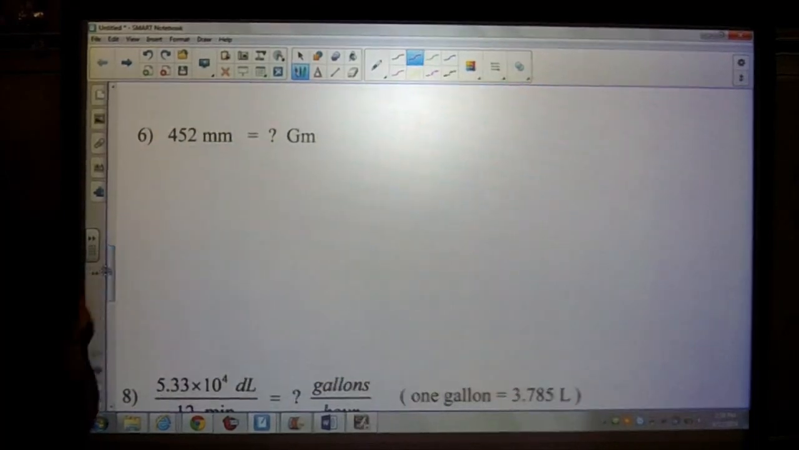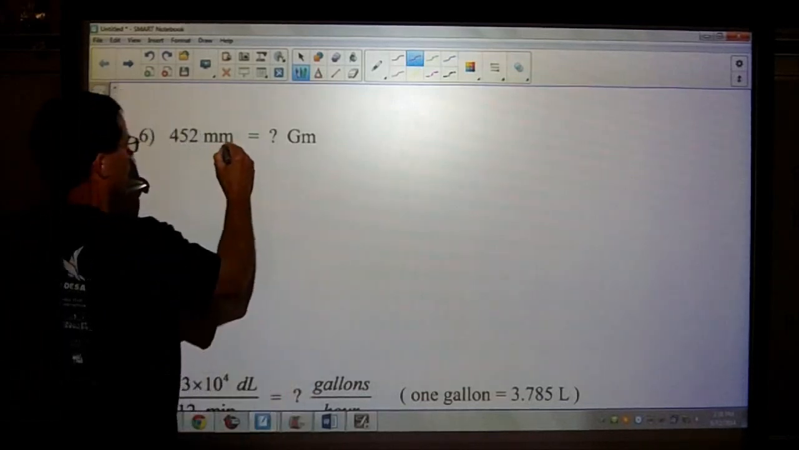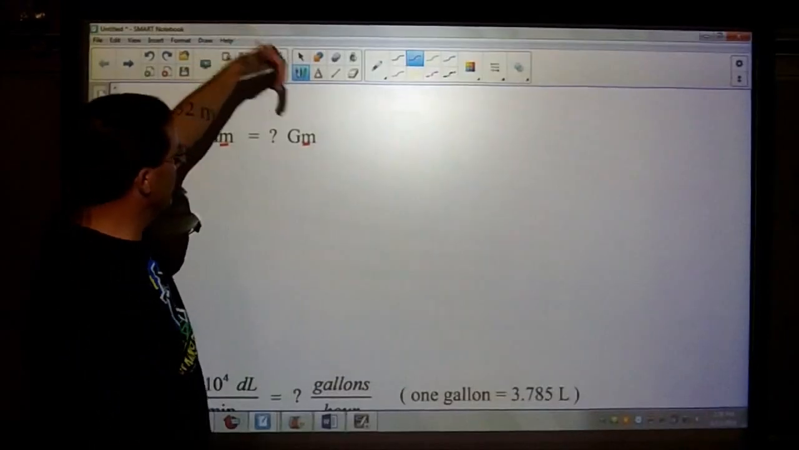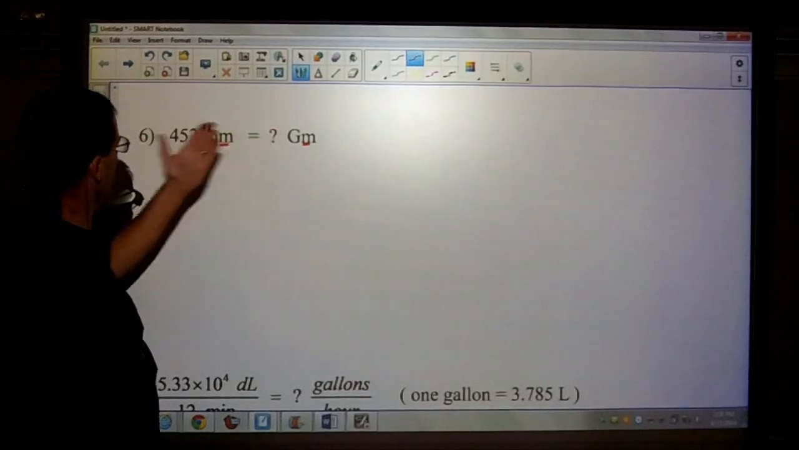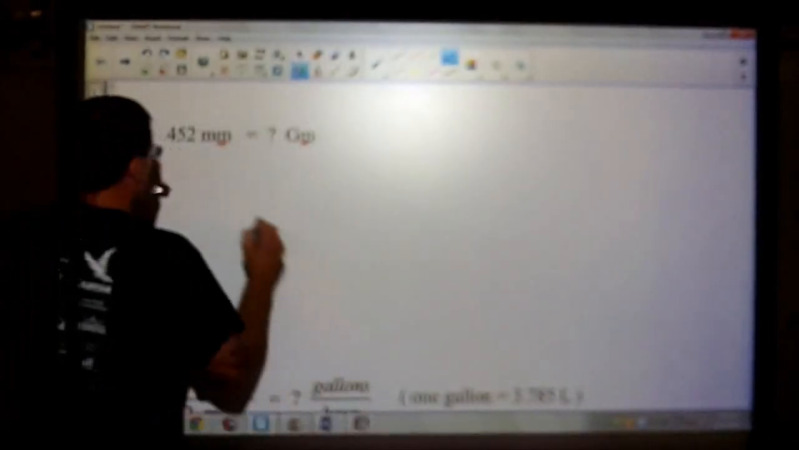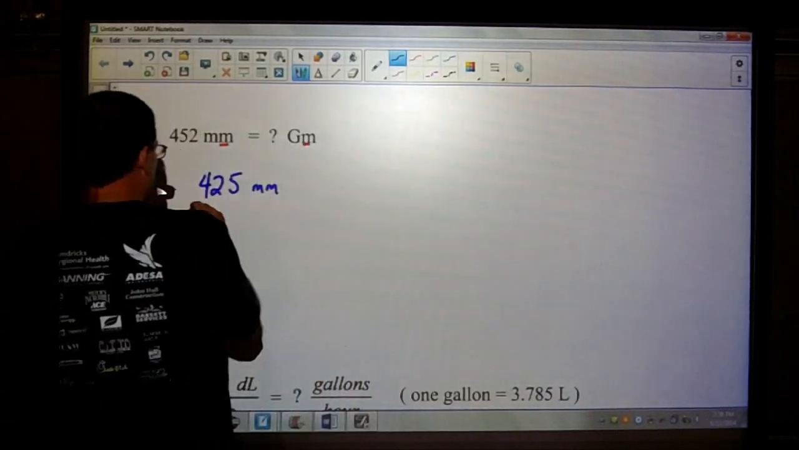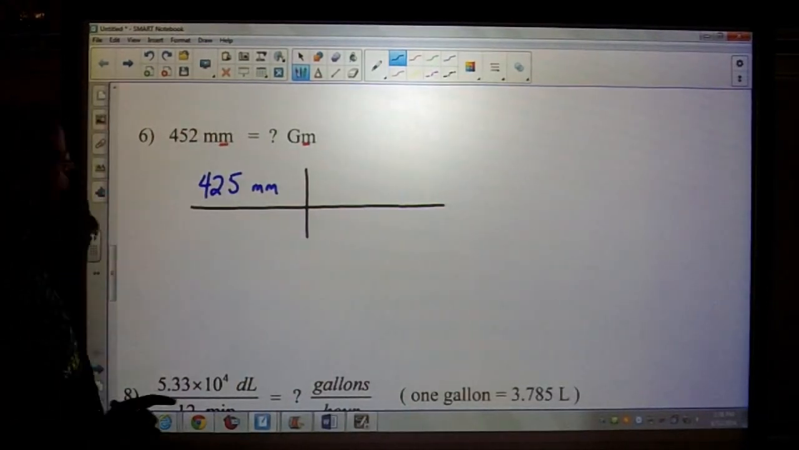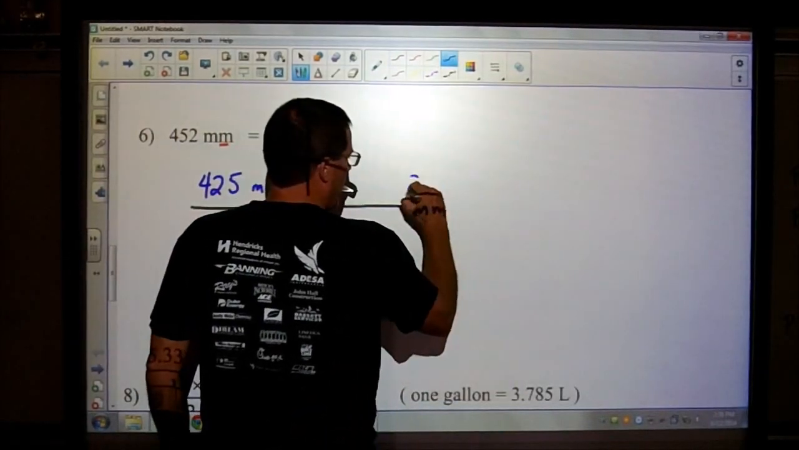All right, number 6. Another metric to metric conversion. How do I know that? Because I see meter here. So we have 452 millimeters, and it wants to know how many gigameters. Excuse me. All right, so again, ask yourself, which of these do we know? So we know we have 452 millimeters, and it's going to be a one-stepper, which is nice because going metric to metric is always going to be a one-step process. So again, let's move that unit diagonally, and gigameter.